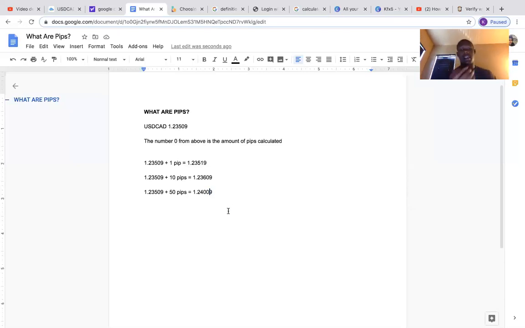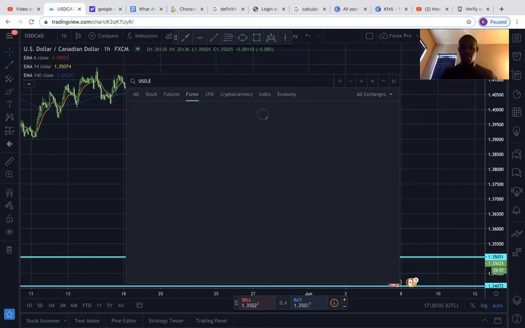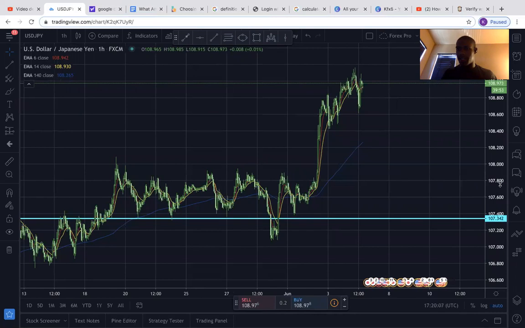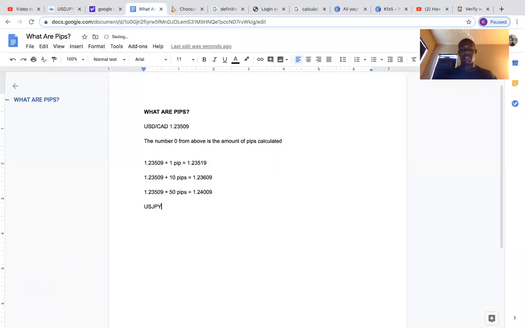And that's how you will look at pips with this type of pair, US dollar, Canadian dollar pair. But some pairs are different, like the US dollar, Japanese yen. In this case, it's the second number after the decimal. USD JPY, when you see 3 numbers, the pip is the second number after the decimal.